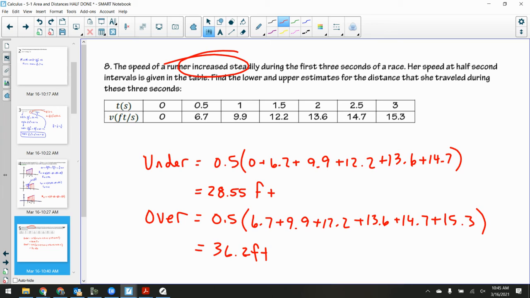Well, I know because for this one, it's increasing steadily. If they were random, or if I had not told you that I was increasing, you wouldn't necessarily know whether it's an over or under. Yeah. Thank you.